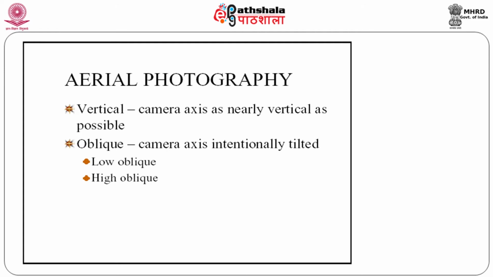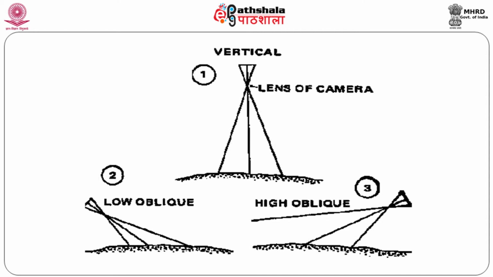Now, we also have what are called low oblique photographs and high oblique photographs, wherein we deliberately tilt the camera axis. When you do that, you get oblique photographs. You can see here the lens, the focal length, and the verticality. When you talk about vertical, this is the way it appears. Low oblique is close to the point of observation. High oblique, the axis is far away from the point of observation.